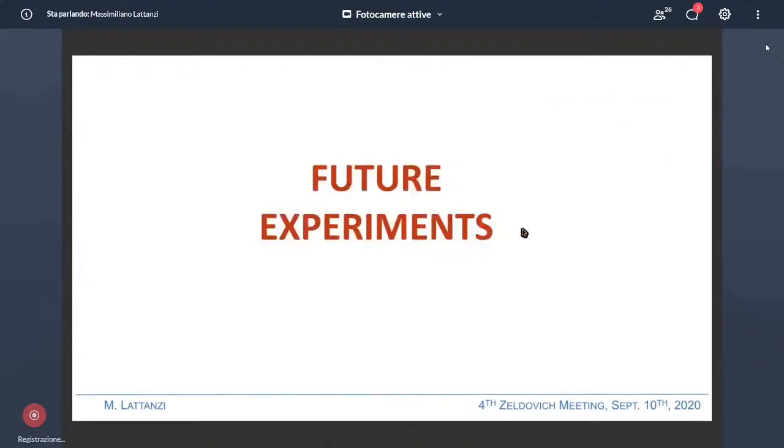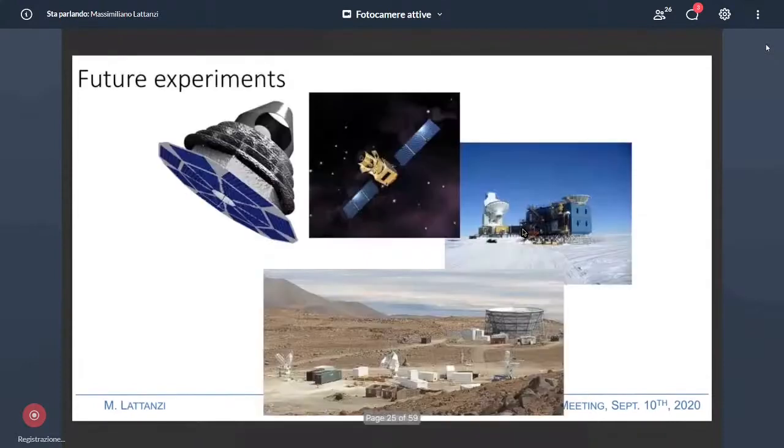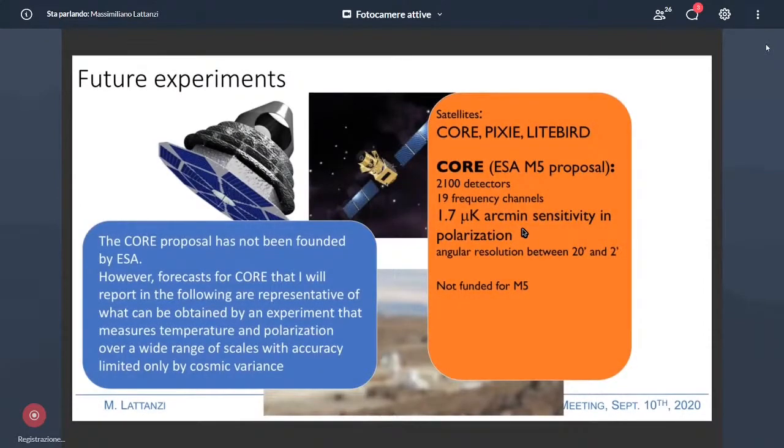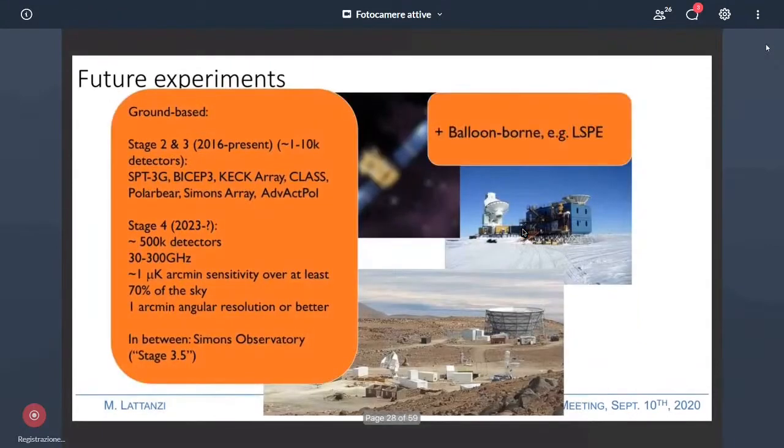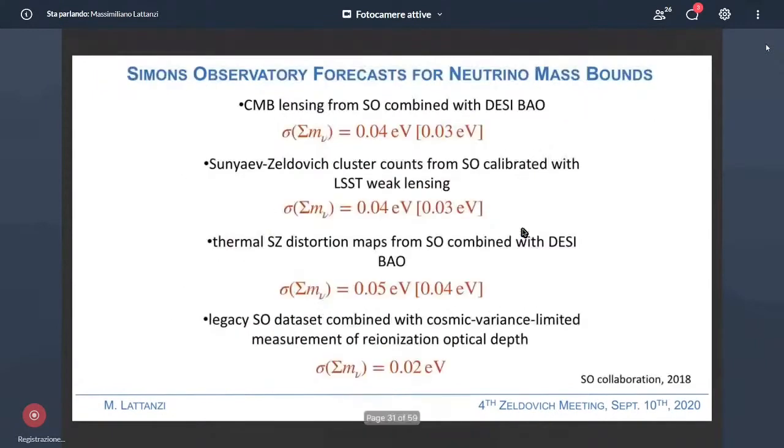So what I wanted to say as a very last thing is a very quick view of future experiments. We have lots of experiments coming in the near future from satellite and from the ground, both for measuring CMB and measuring large-scale structures. So let me start from the SIMONS Observatory. Okay, so I'll go in chronological order. The SIMONS Observatory is an observatory that will release data in the next year.